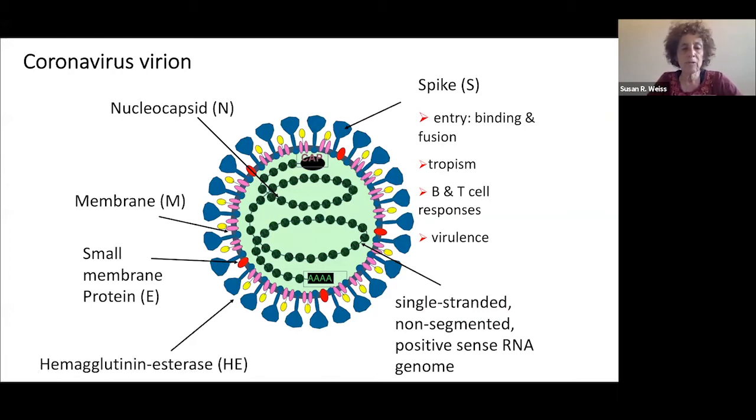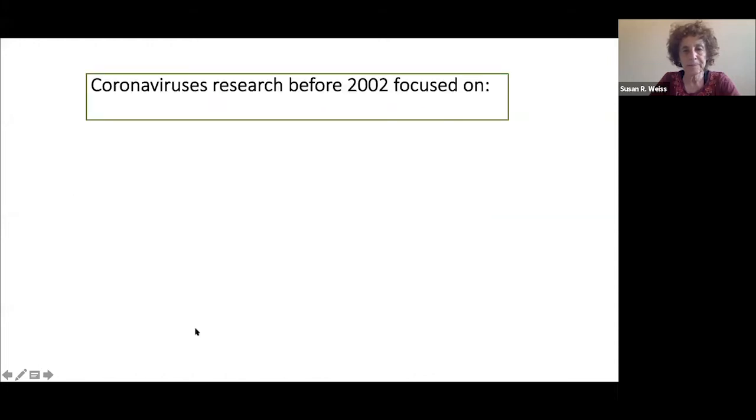And in addition, some coronaviruses express a hemagglutinin esterase protein, which is kind of like the flu HA, but SARS-CoV-2 and its relatives don't express this protein. So it's a non-essential protein for coronaviruses.